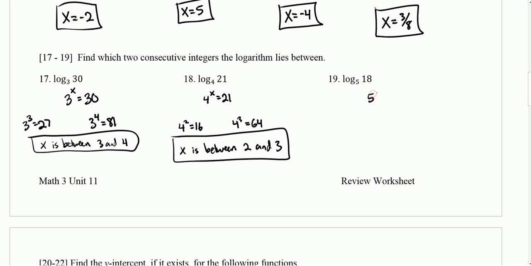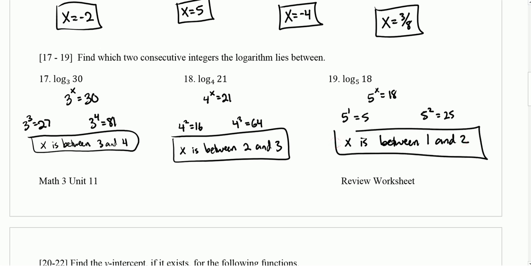19, 5 to what power is equal to 18? Well, 5 to the first power is 5, and 5 to the second power is 25. 18 is between 5 and 25, so our exponent is between 1 and 2.